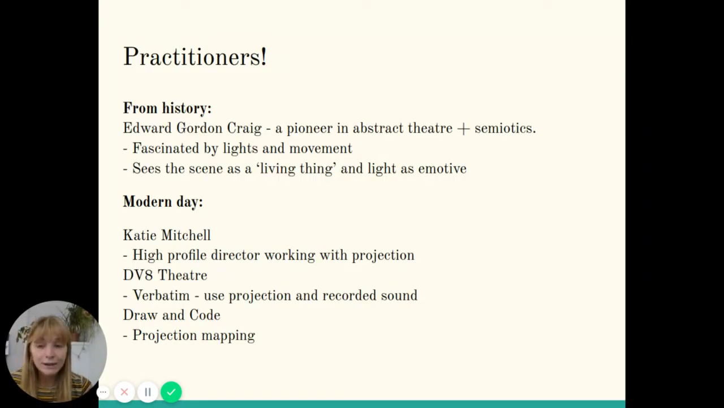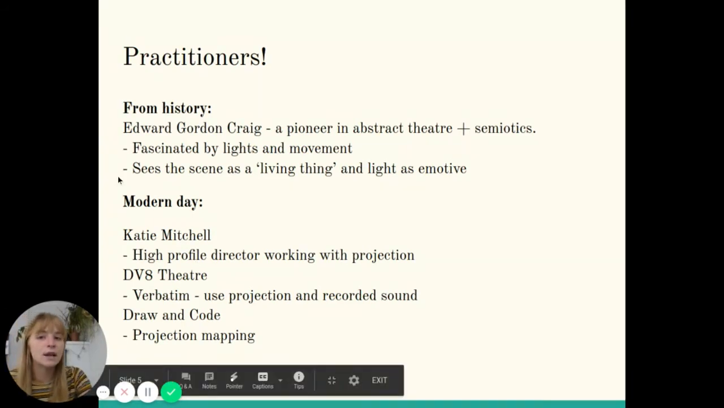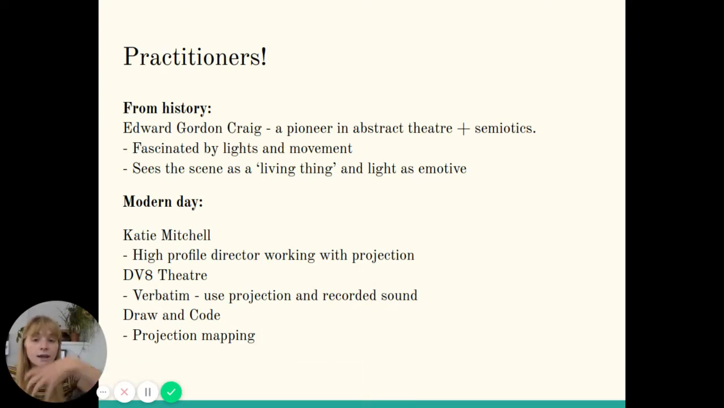Now, we're going to briefly mention a couple of practitioners. So practitioners, like we've mentioned, are people who create theatre. Now, our key one when we're thinking about multimedia is a man called Edward Gordon Craig. He loved a bit of abstract theatre, and he was one of the first people to start thinking about how the entirety of the performance can help evoke emotion and make us think things. He sees the scene, which I love, he sees the scene as a living thing. I think that's really beautiful. He sees the entire performance as something that's alive and something that's communicating something to the audience.